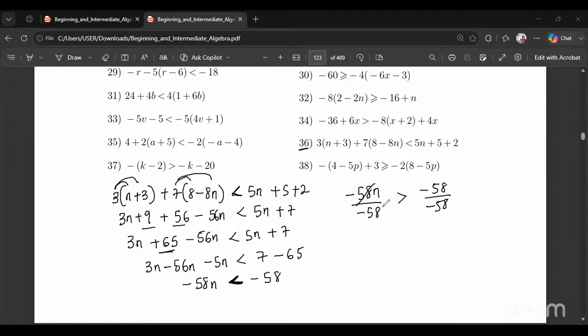So of course, these will cancel out. So we're just having n is greater than 1. So this is the solution for this inequality.